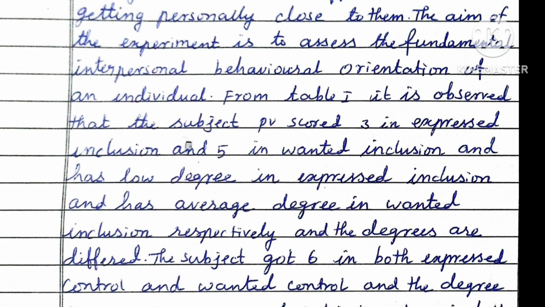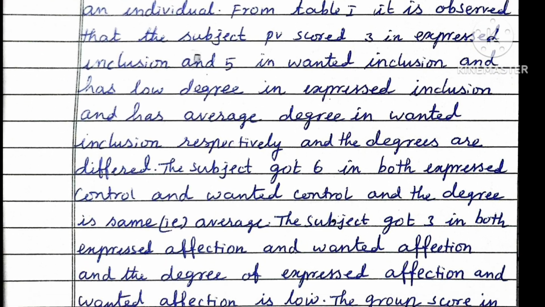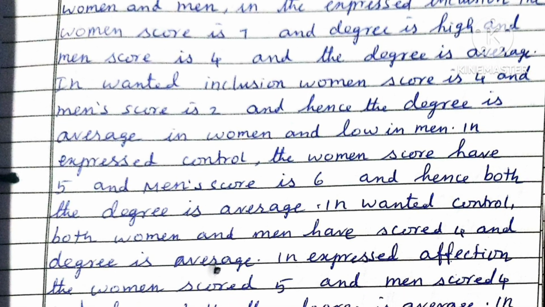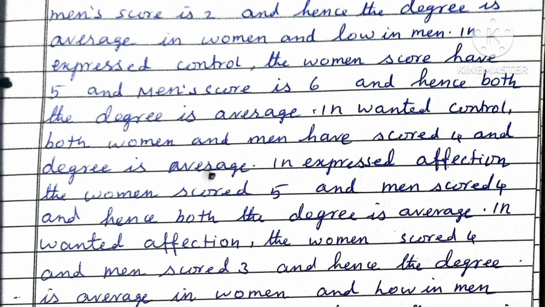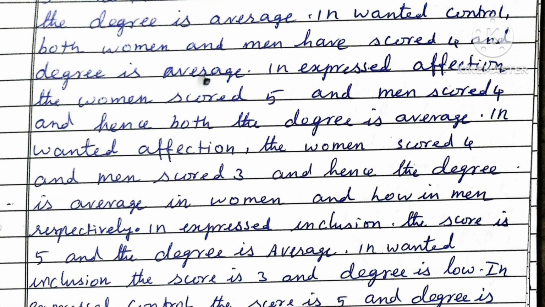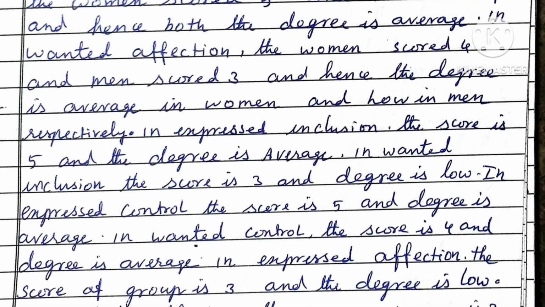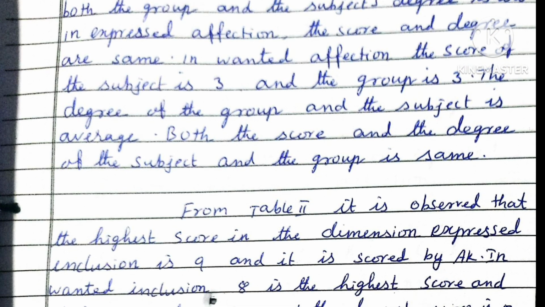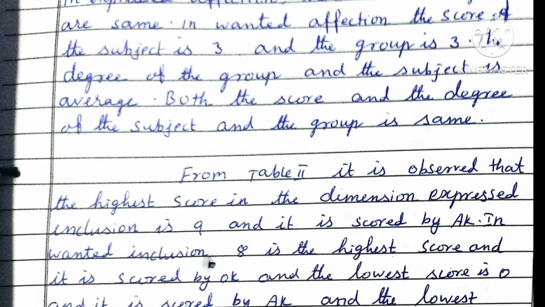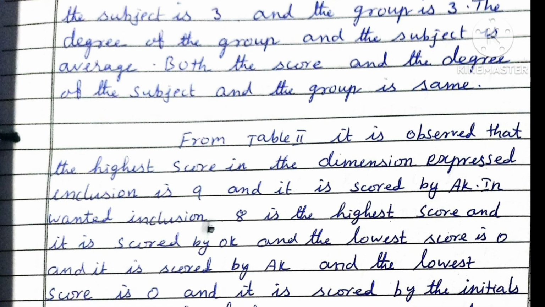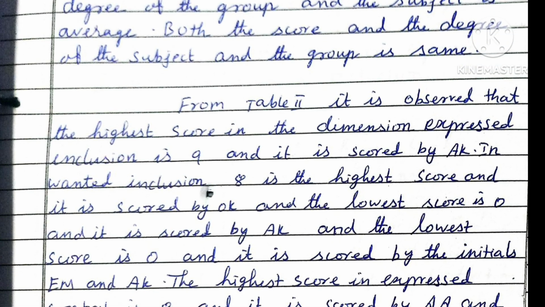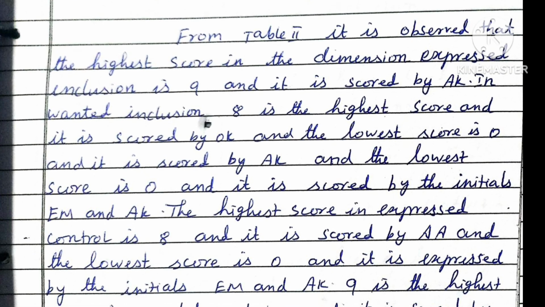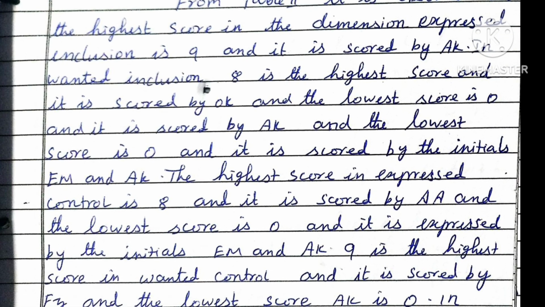In the second paragraph of the discussion, we have to write the highest and lowest score in each dimension and its degree. Compare the scores of men and women in each dimension and explain. Mention the score and degree of the group in each dimension. Mention the individual differences. In the discussion, only 2 paragraphs we have to write. I will show you what I have written. If you want, you can stop the video and see my discussion.